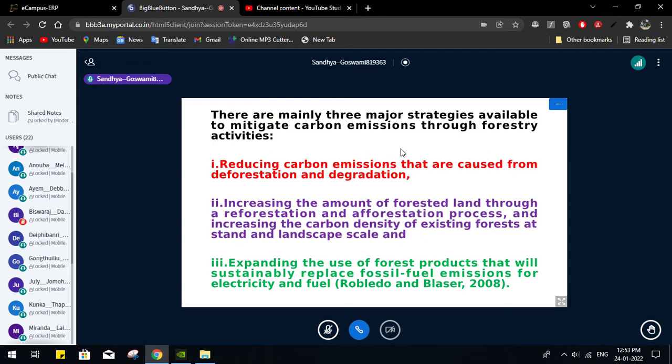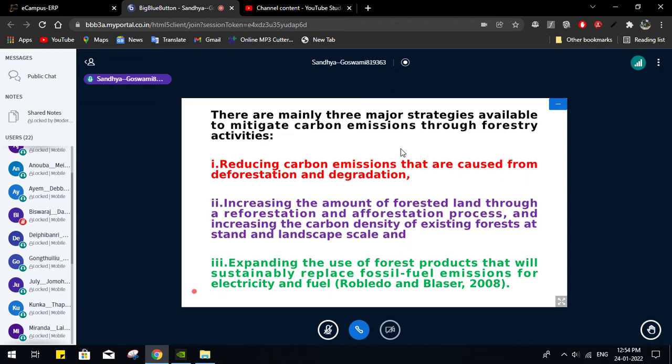So these three major strategies: number one, we have to reduce carbon emission that is caused by deforestation and degradation. Second, we can increase the area of forested land by afforestation and reforestation activities. And in this, we can also increase the carbon density of existing forest at stand and landscape scale. Carbon density ko aap increase kar sakte hain by giving more number of trees according to land capability and managing it properly so that it can grow well, right?